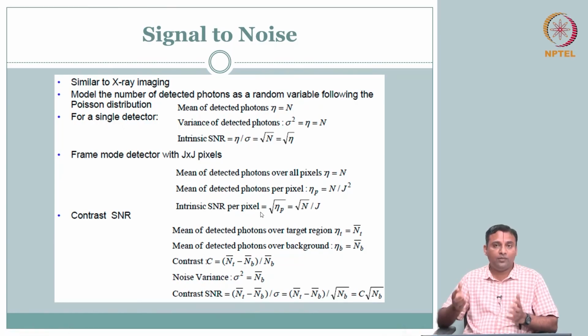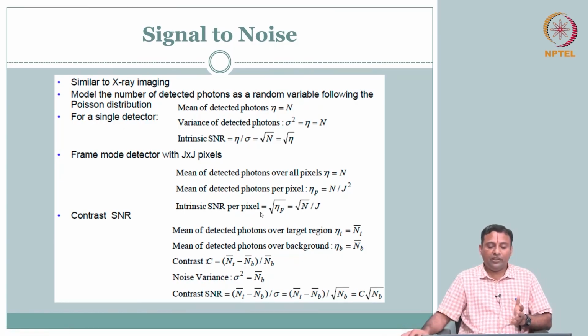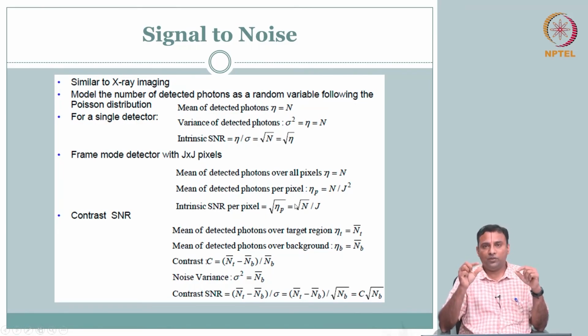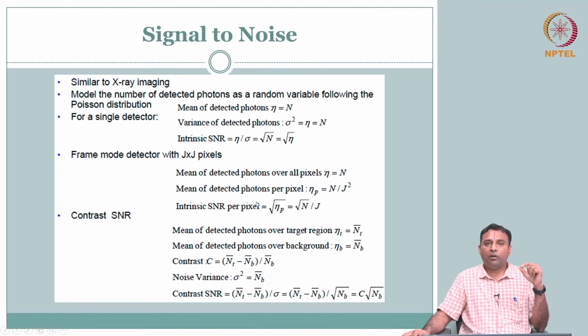There is no one solution, because naturally your detector size goes down if you increase the number of pixels. So your localization is better, but then the number of photons reaching each pixel is less, and therefore your intrinsic signal to noise ratio goes down. So it is a trade off.